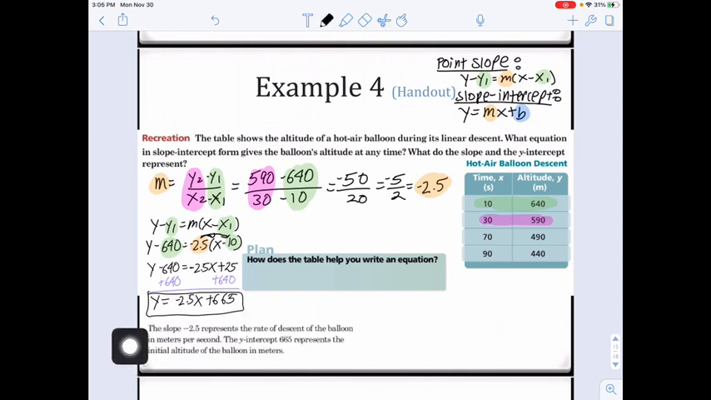The final part of this problem was to explain what the slope and the y-intercept represent. So the slope, negative 2.5, represents the rate of the descent of the balloon in meters per second. The y-intercept, 665, represents the initial altitude of the balloon in meters. So before the balloon started to descend at time 0, we would be up at 665 meters.